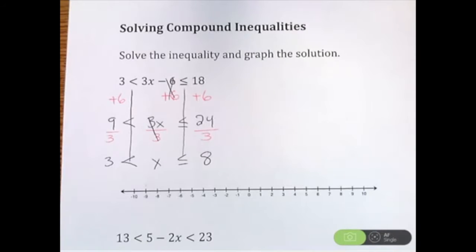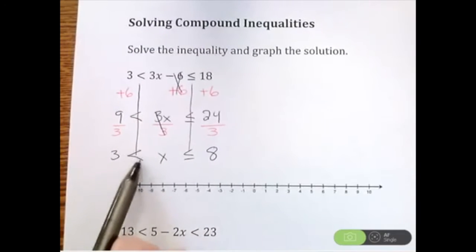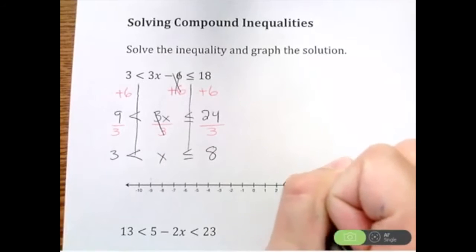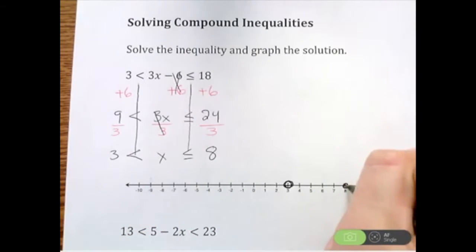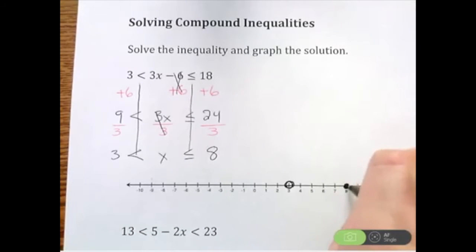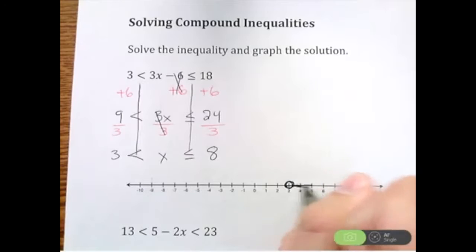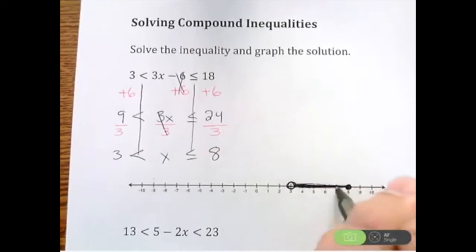And again, we already talked about graphing these in class, but what we're going to do is the same rules apply. So I have 3 is less than x. Because of this symbol, I'm going to have an open circle at 3. And then I have x is less than or equal to 8. So at 8, we should have a closed circle. If you notice, x is in the middle. So what we're going to do is put our shading in the middle. We talked about why that works in class with the graphing of those.